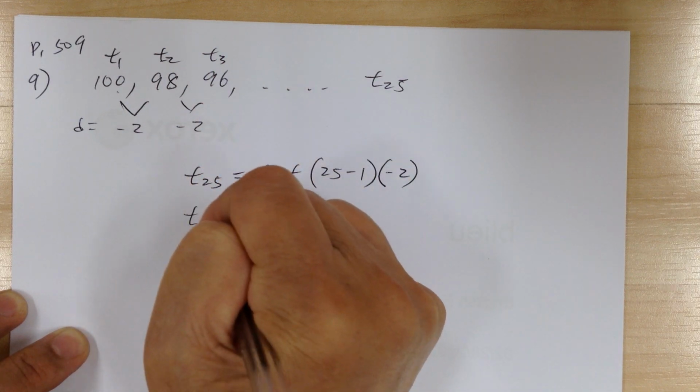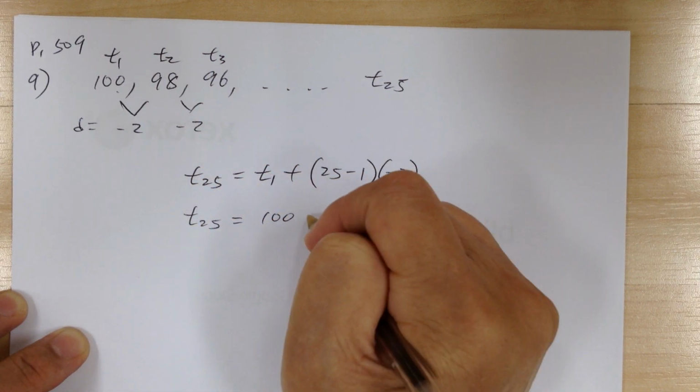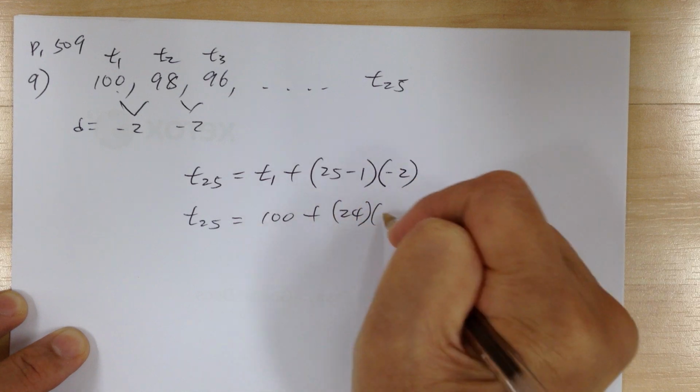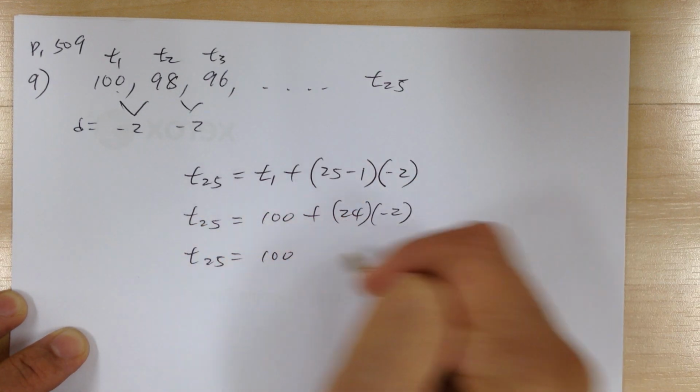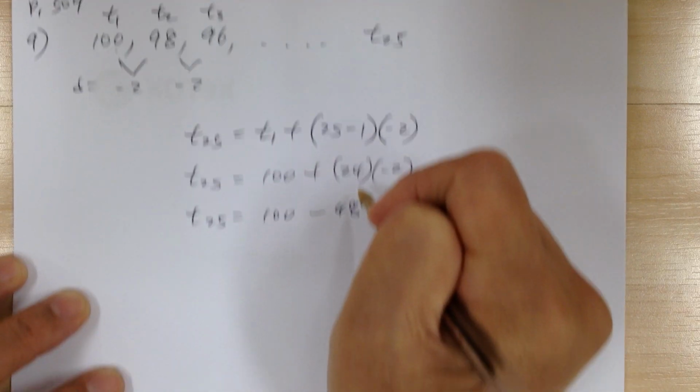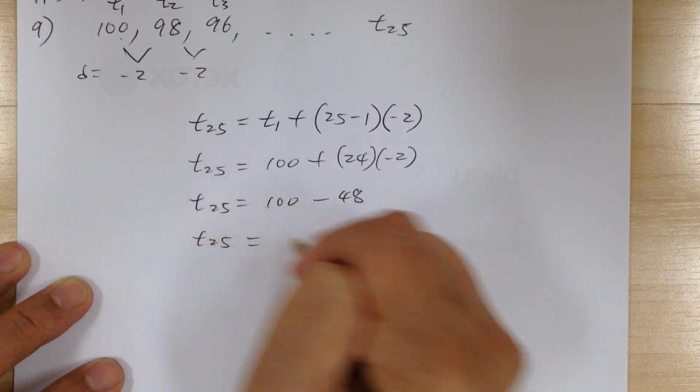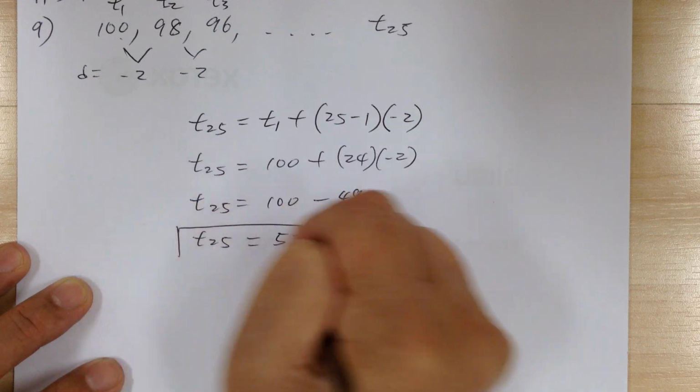So T25 equal to 100 plus 24 times negative 2. So T of 25 equal to 100 minus 48. So T of 25 equal to 52.